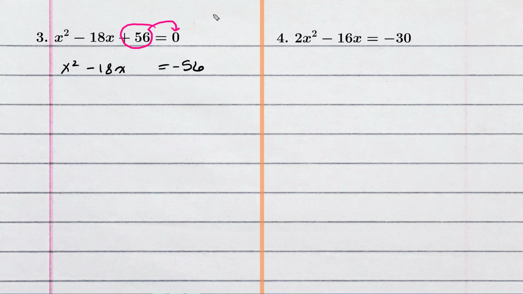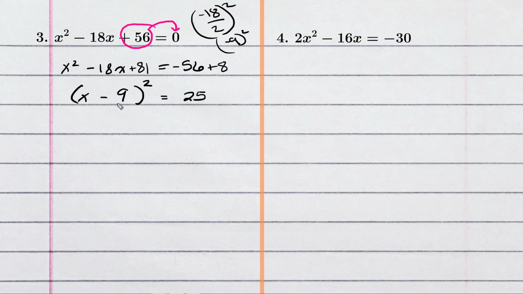So when I do this, I take negative 18 divided by 2 and I square it. So negative 9 squared is 81. So I add 81 to both sides. When I add 81 to both sides, I end up with 25 on the right-hand side. And at the same time, I'm going to go ahead and factor the left, because I've already set it up in the perfect square format. So x, half of 18 we said was negative 9, so minus 9.